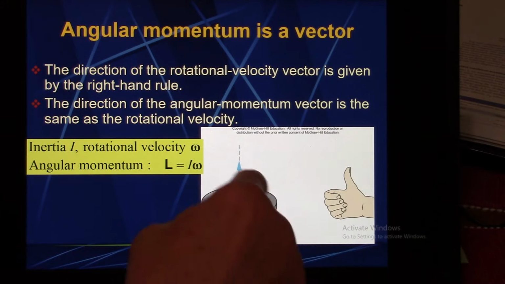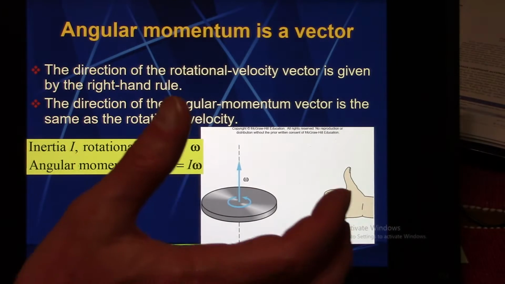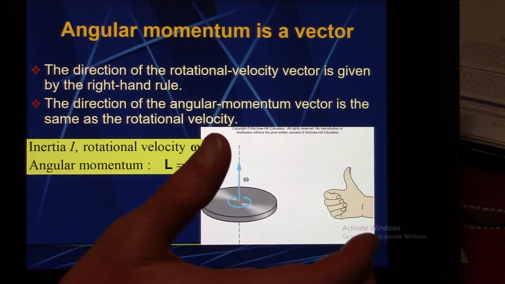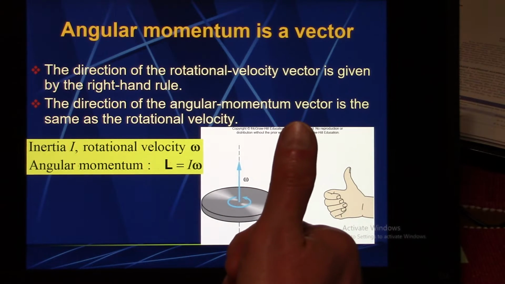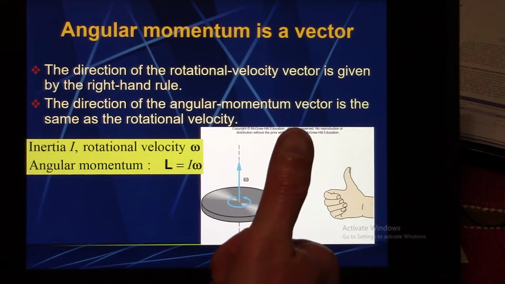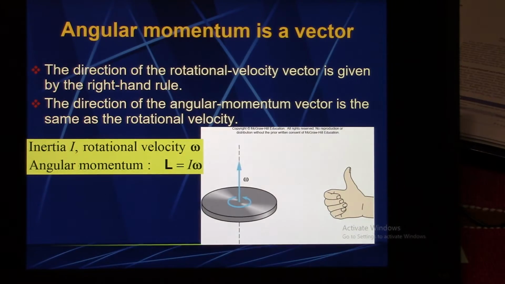So if you have a wheel or a disc like this spinning, I remember when I took physics, I was like, what are they saying? And it's the right hand rule. So if you have your fingers in the direction that it spins, then the angular momentum vector is shown as coming out of the wheel this way. And I was like, what kind of voodoo are they talking about?